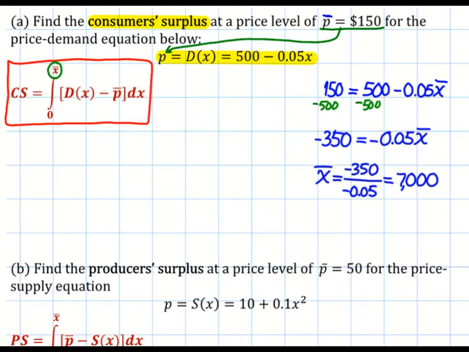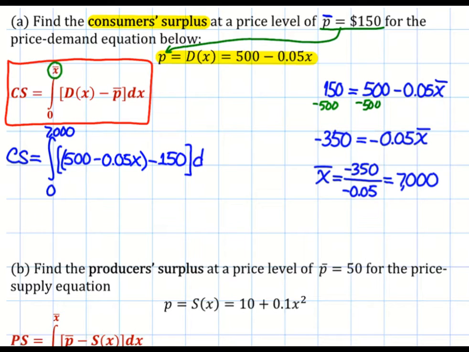So the consumer surplus will be equal to, X bar is 7,000. The demand function is 500. From the price demand equation, we have d of x equal to 500 minus 0.05x. Subtract the P bar, the price level of 150. And then we just integrate. This is the fundamental theorem of calculus.